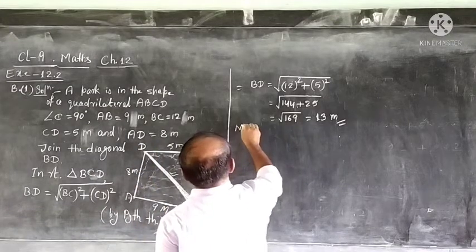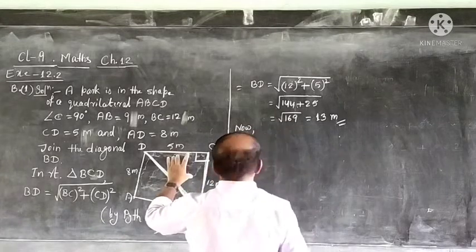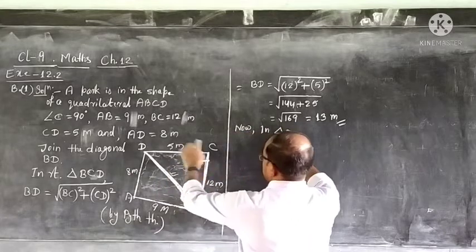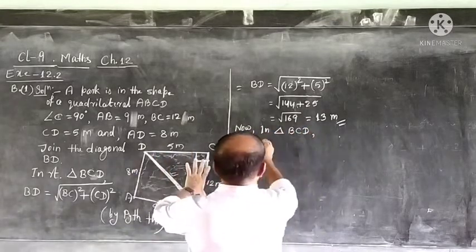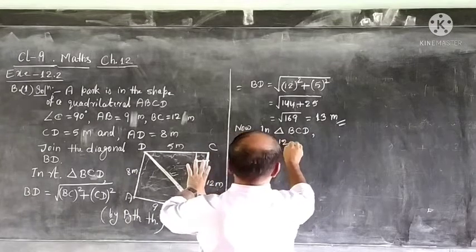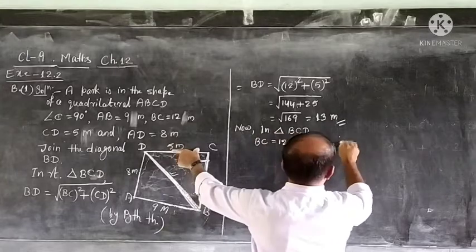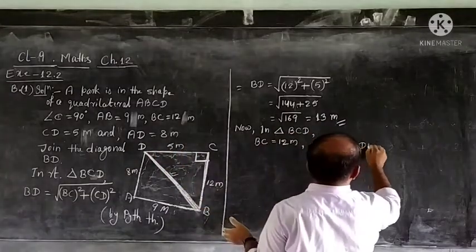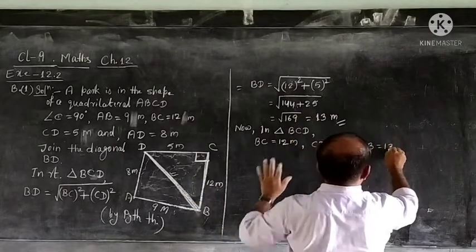So, now we are going to calculate the area of the triangle. Whichever triangle, suppose this triangle we use first. So, in triangle BCD, first side BC is how much? 12 meter. Second, CD how much? 5 meter, and then this diagonal is the third side DB or BD, which we have calculated as 13 meter.